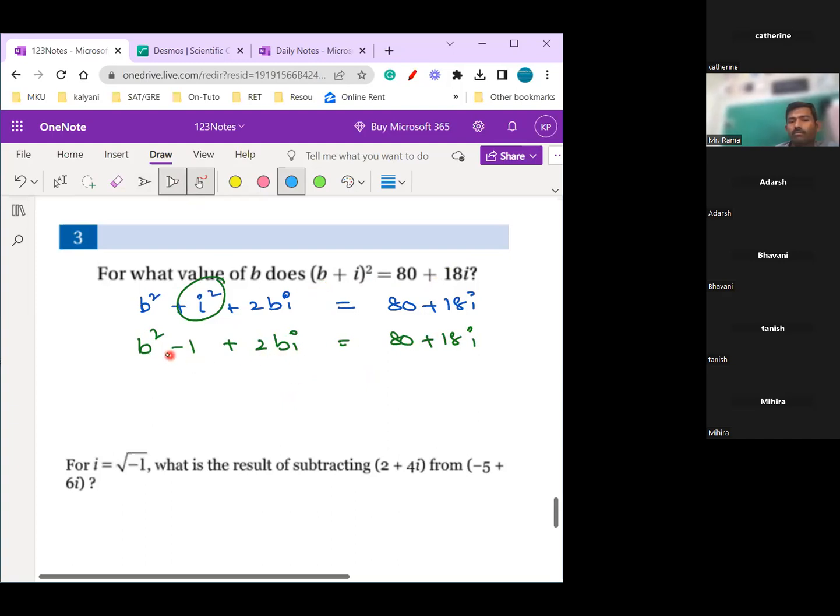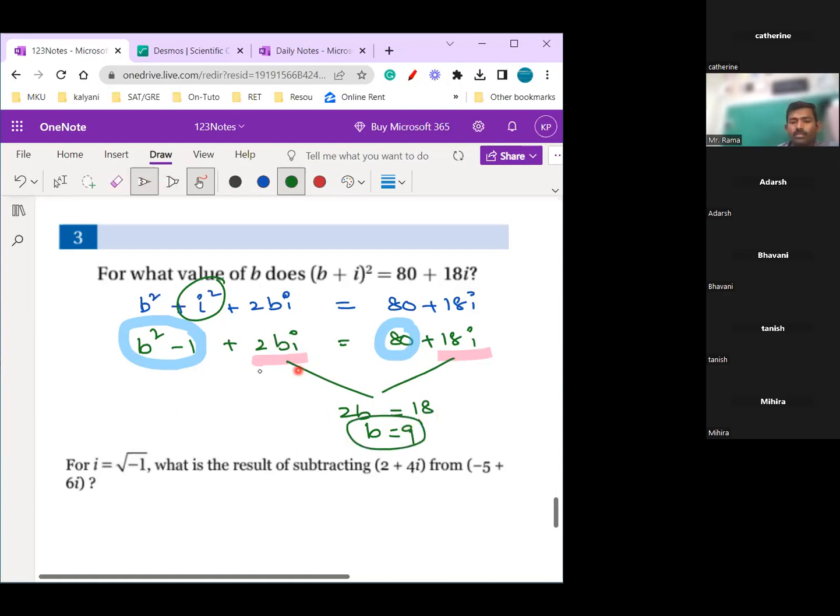So instead of b squared minus 1, I can take this. See, this is the real part equals to this. Or you can take this equals to this. When their numbers are equal, you can take one of them. So I'll take this one, it's easier, because if I take these two, 2b is 18. 2b is 18, so b is 9. That's it, done.